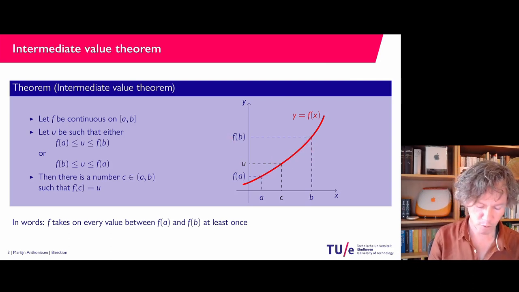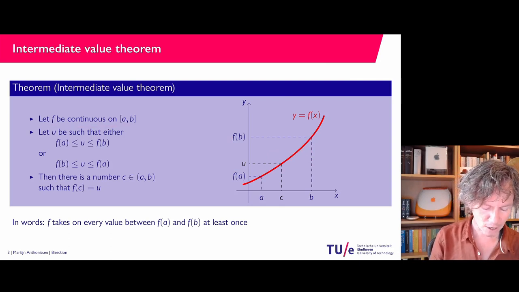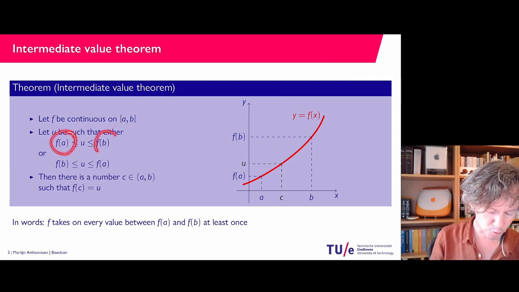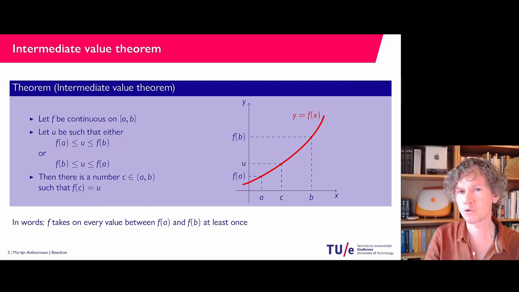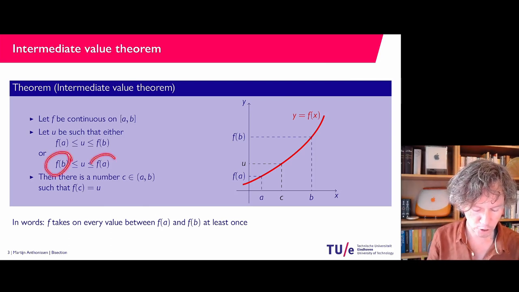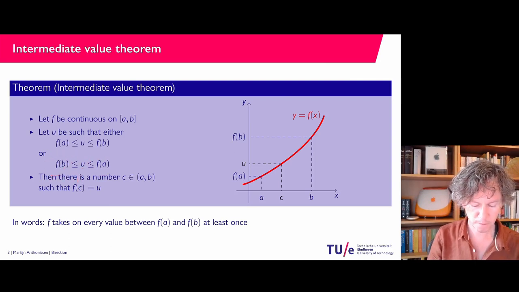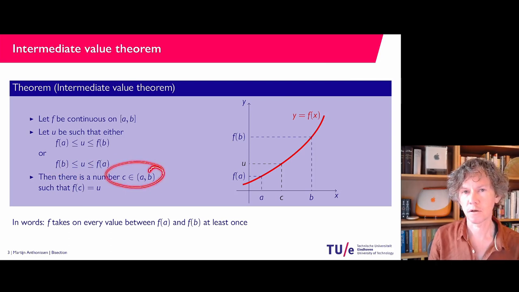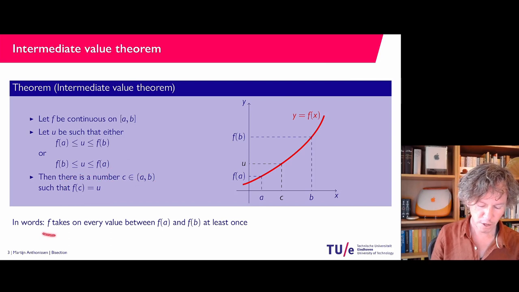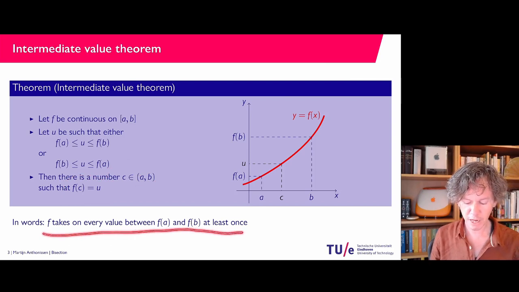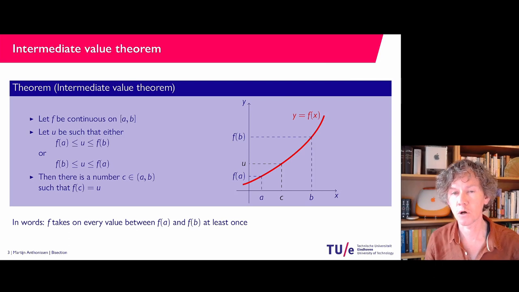So let's see, in formulas we have a continuous function, and either we have that f(a) is less or equal f(b), and then we can pick a value in between, or it's the other way around, that's not corresponding to the picture, but it could also be that your function is going down. So then you have that f(b) is less or equal f(a), and we pick a u in between. Then you can find a c on the x-axis such that f(c) equals u. So in words, f takes on every value between f(a) and f(b) at least once, maybe more times.